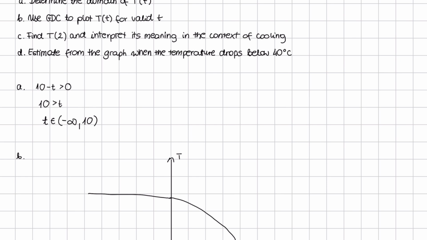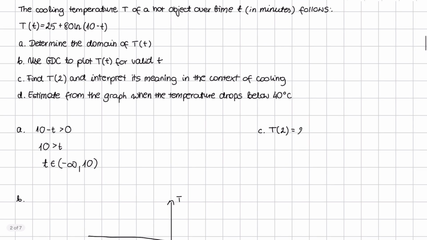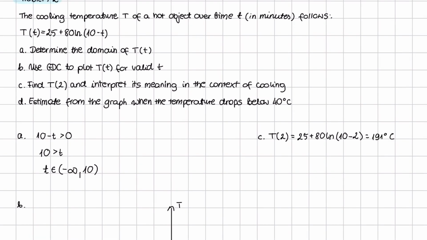So firstly we just have to substitute 2 into T. So we have 25 plus 80 ln(10 minus 2), and now we have to calculate it. So this is 195 Celsius degrees, and we have to interpret its meaning. So basically this is the temperature that this hot object has after 2 minutes.